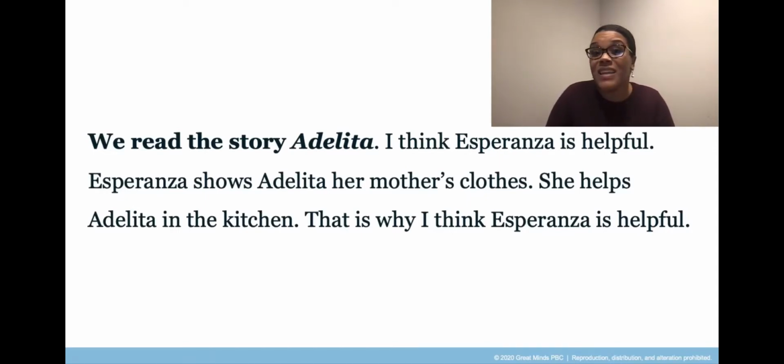Now, I'm going to read the introduction with the rest of the paragraph. Listen carefully. We read the story Adelita. I think Esperanza is helpful. Esperanza shows Adelita her mother's clothes. She helps Adelita in the kitchen. That is why I think Esperanza is helpful. Do you notice how the introduction helps the reader understand the story that we're writing about?